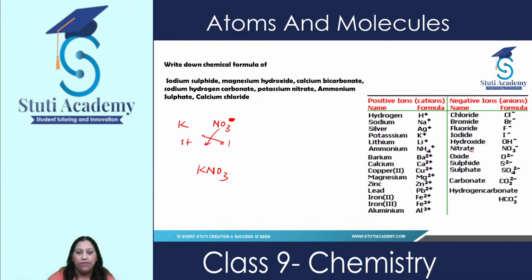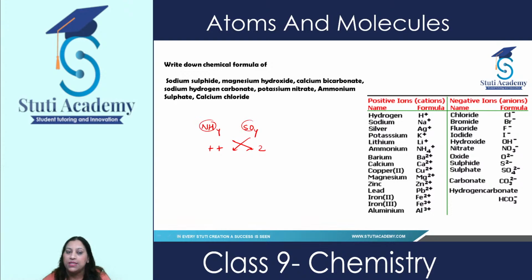And then we have ammonium sulfate. Ammonium is NH4, and sulfate is SO4. Look at their charges. Ammonium has +1 and sulfate has -2. Then we'll crisscross. Now look here. This is polyatomic, this is also polyatomic. So I'll write NH4 in a bracket. Then I'll write 2 and SO4. There is no need to write this polyatomic in a bracket because here it is 1 only.